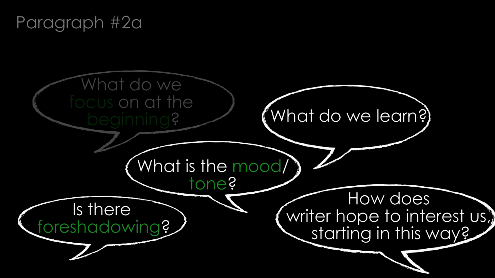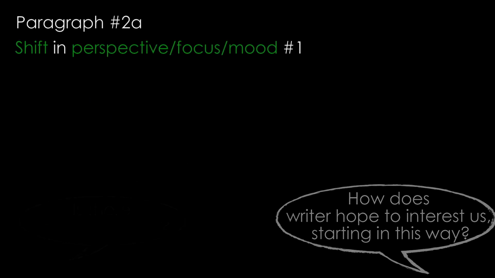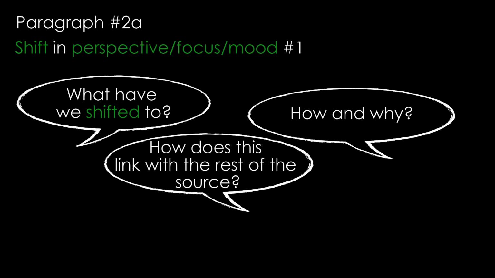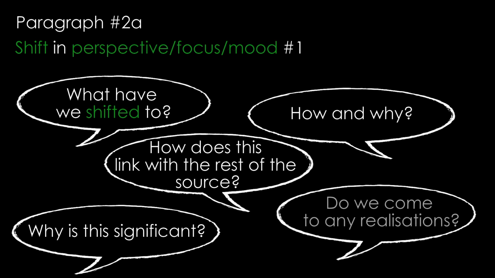Paragraph number 2a. Shift in perspective, focus, mood number 1. What have we shifted to? How and why? How does this link with the rest of the source? Refer back, and then consider expectations. Why is this significant? Do we come to any realizations?